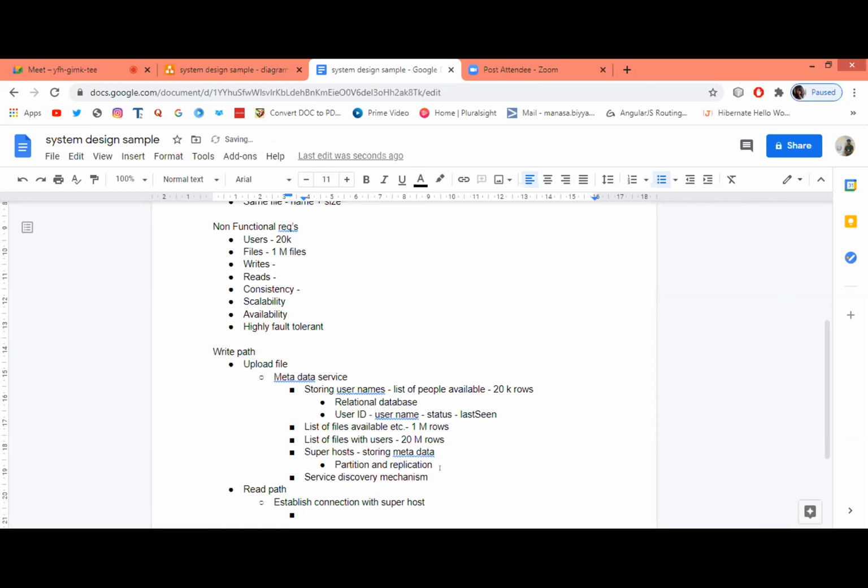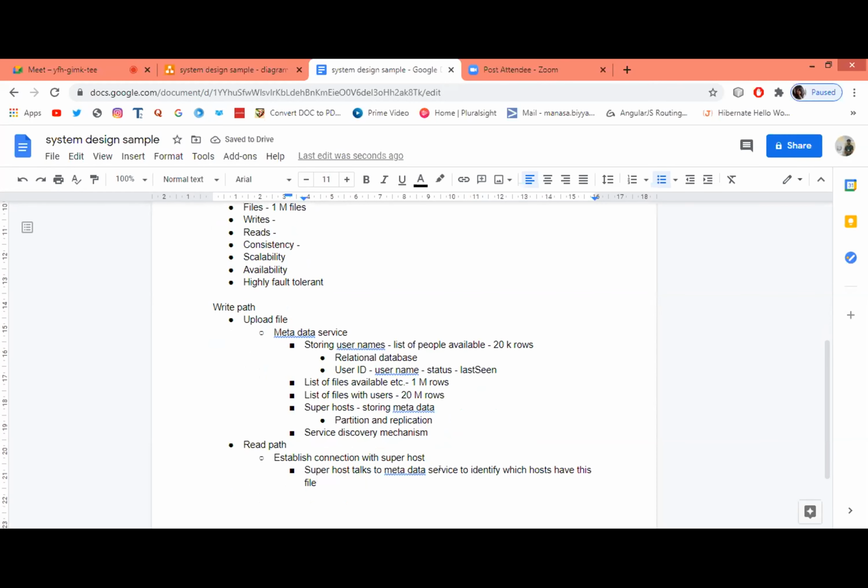So let's say the superhost talks to the metadata service to identify which hosts have this file. I can just say identify available hosts.